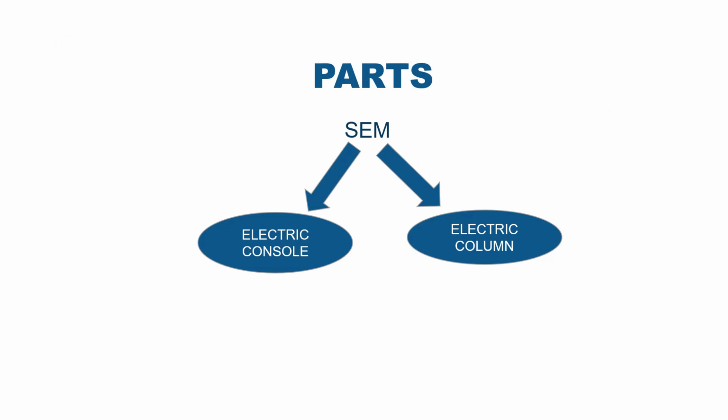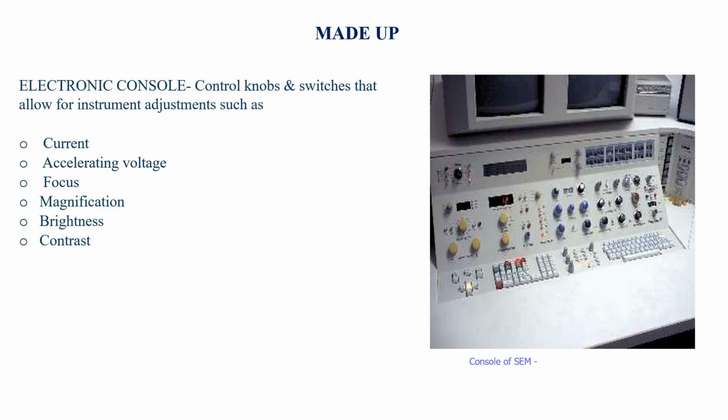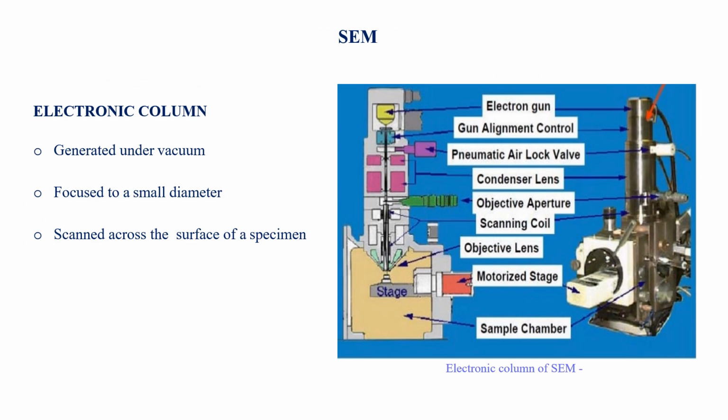SEM has two major parts, the electron console and the electron column. The console has the knobs and switches that allow for instrument adjustment such as current, magnification, brightness, contrast, etc. For the electron column, the beam is generated under vacuum conditions, focused to a smaller diameter and scanned across the surface of a specimen.